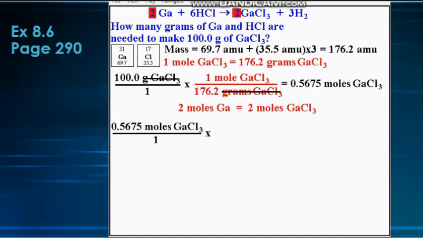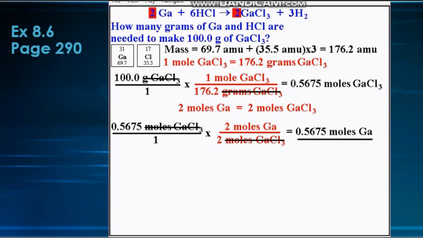So I take the number I've got, 0.5675 moles of GaCl3, put it over 1, multiply by the conversion relationship. I need moles of GaCl3 to cancel, so that goes on the bottom. When I multiply these fractions, moles of GaCl3 cancel, leaving moles of Ga. So when I multiply through, I get 0.5675 moles of Ga. We already knew it. Now understand what I've learned here. I've learned that if I want to make 0.5675 moles of GaCl3, which is 100 grams, I need to start with 0.5675 moles of Ga.